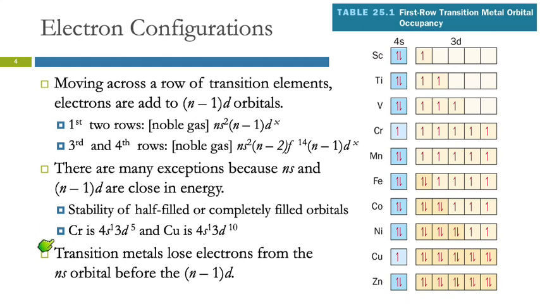Half-filled or completely filled orbitals are more stable. And this is important. Transition metals lose electrons from the ns orbital before the n-1 d. So these guys, when they lose the first electron, it'll be a 4s electron. It is not reverse order of filling, okay? But this is the highest occupied principal energy level, and therefore those are the valence electrons.